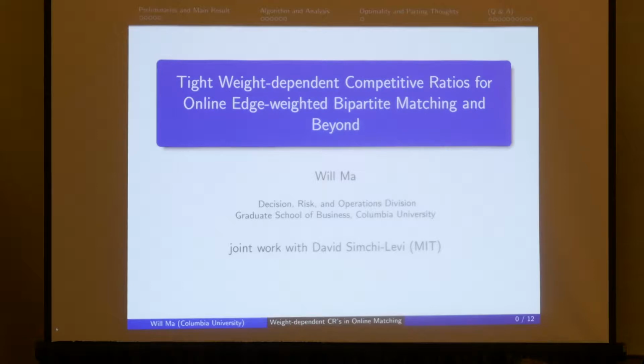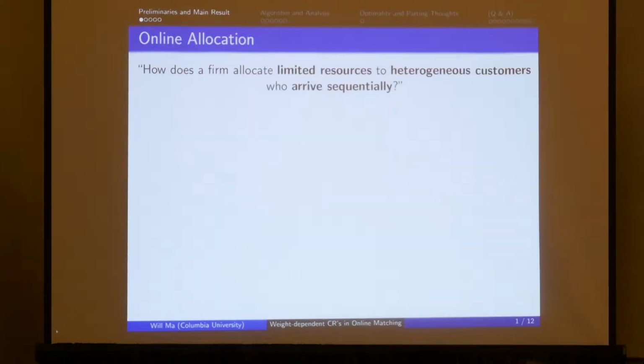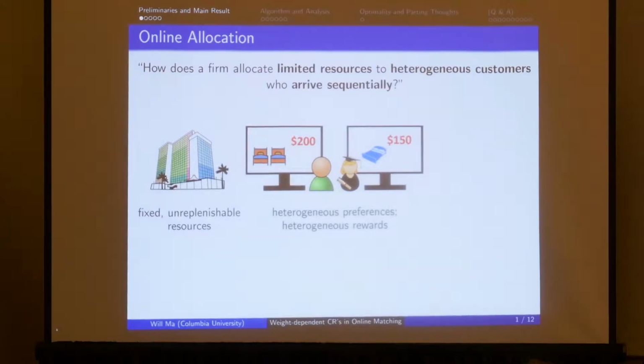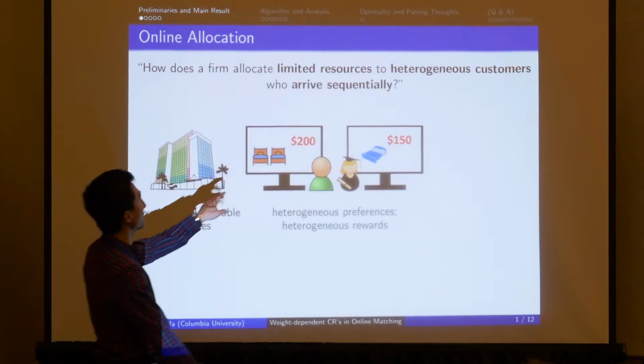Okay, so I'm going to talk about online edge-weighted bipartite matching, but I'm going to present this as a general online resource allocation problem, which answers the question of how does a firm allocate limited resources to heterogeneous customers who arrive sequentially. So imagine you're a revenue manager at a hotel. You have fixed unreplenishable resources. These are like your stock of rooms for a given night. You're trying to sell these to different customers who want different types of rooms.